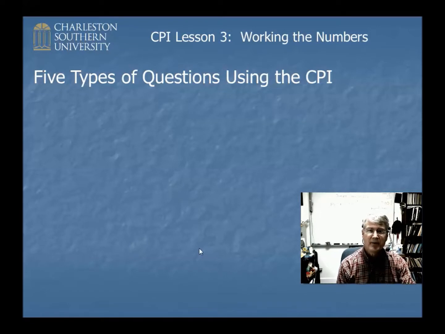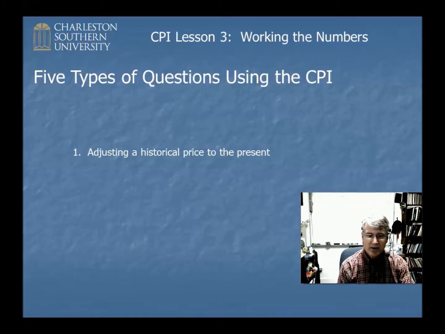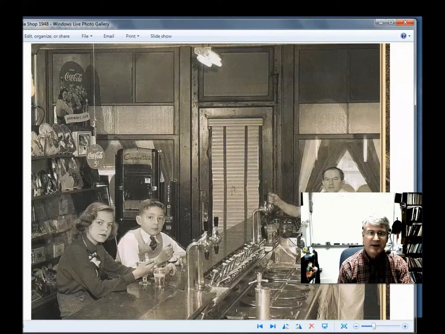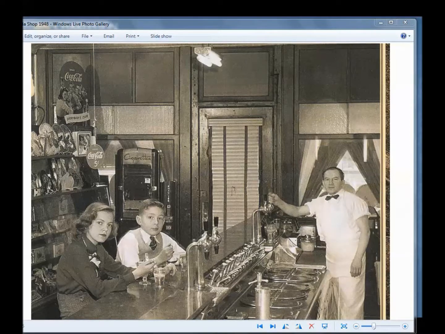The first kind of problem that you might see is to adjust a historical price to the present. So I found this old photo. It's pretty interesting. Look at this. Here, let me get my face out of the way. This is a photo that was taken in 1948 of some soda shop someplace, and that young couple's probably your grandparents before they were ever married, having some date there.